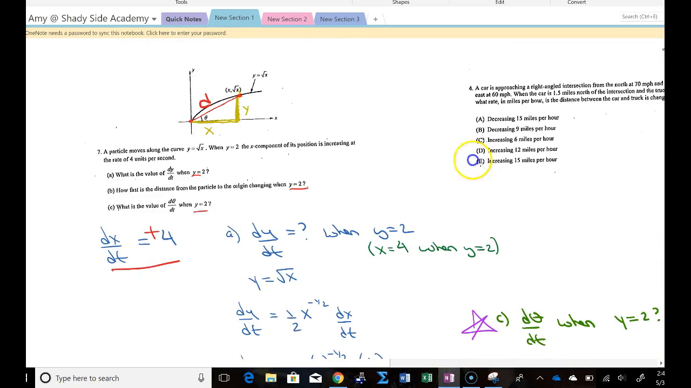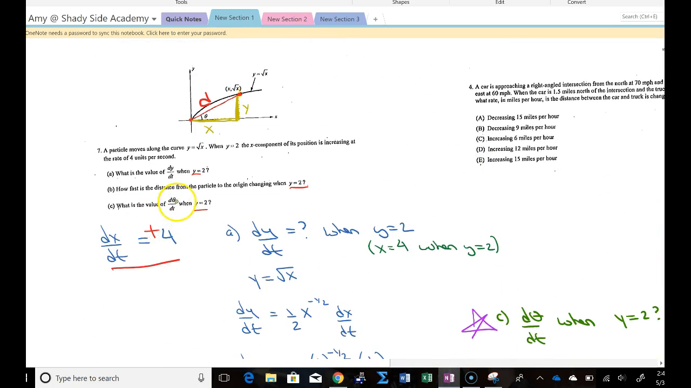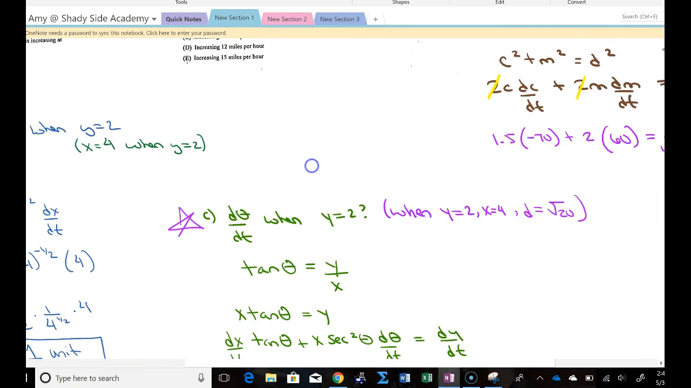All right, part C, what is the value of d theta by dt when y equals 2? Well, it's over here. Let's look over here with me. This one was a great one. This one's a little bit juicy. D theta dt equals what, right? When y equals 2. And I just made a note here. When y equals 2 is the same moment when x equals 4 and when d equals radical 20.